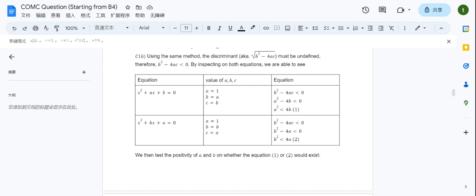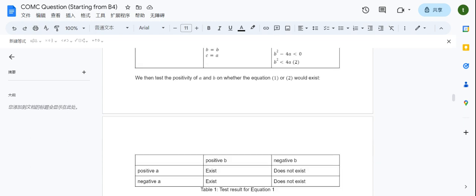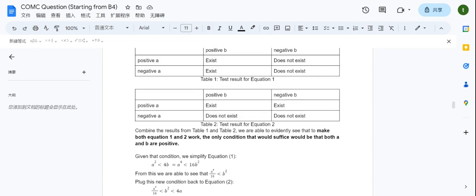Hence, we're able to see that this is going to be the test results for equation one. Let's now test the same for equation two.